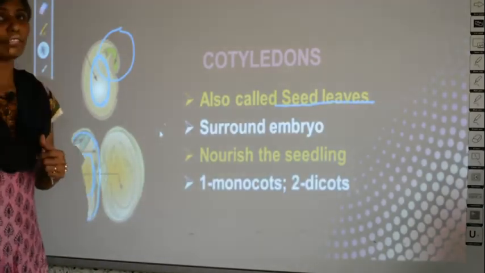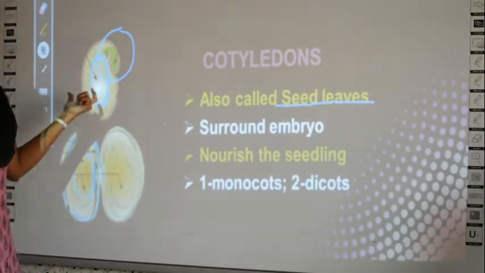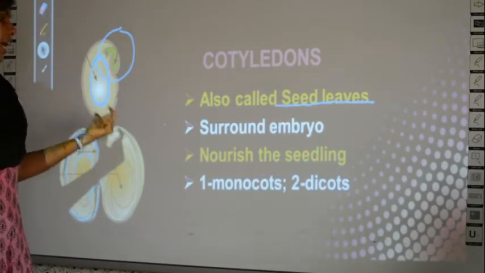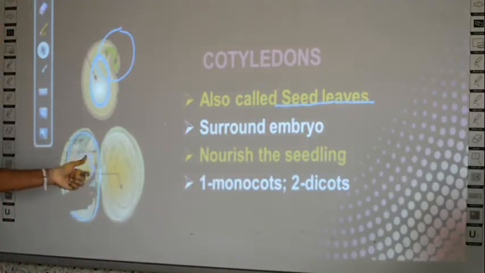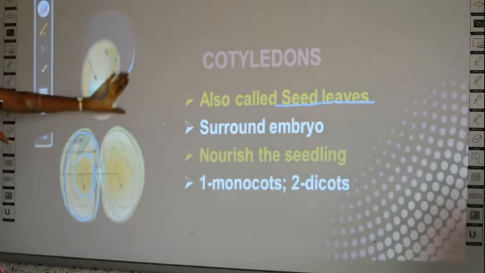If it is 1 in number, it is called a monocotyledon, which is present in monocots or monocotyledonous plants, and if it is 2 in number it is called a dicot and it is present in dicotyledonous plants. Okay, so this is about cotyledons.